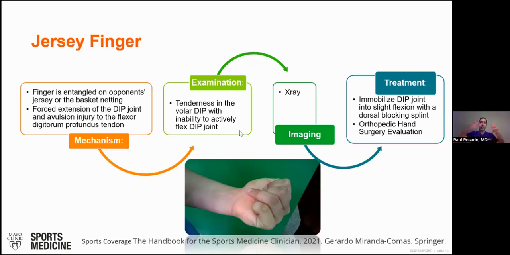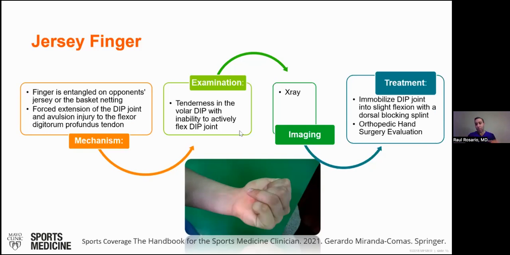Or in a basket netting, like they threw the ball in the basket and the net, kind of the finger got stuck there. And basically this is a tear of the flexor digitorum profundus tendon inserting at the DIP. So you can see that the problem is that they cannot extend the DIP joint, and when they close their hand, they can close everything except that finger.